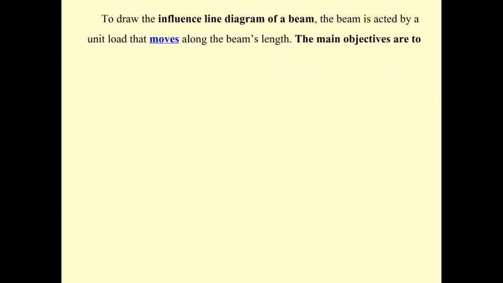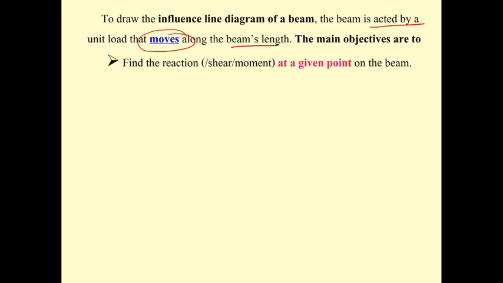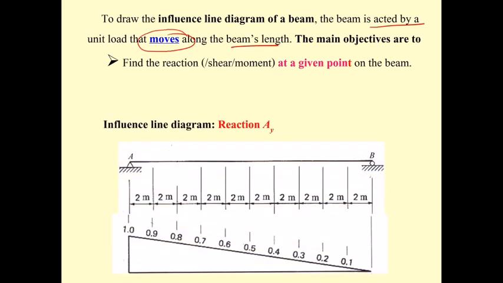And for the influence line diagram, the beam is acted on by a moving load along the beam length. The objective of this diagram first is to find the reaction or shear or moment at a given point on a beam, such as if you have a simple beam, you would like to determine the reaction at point A.